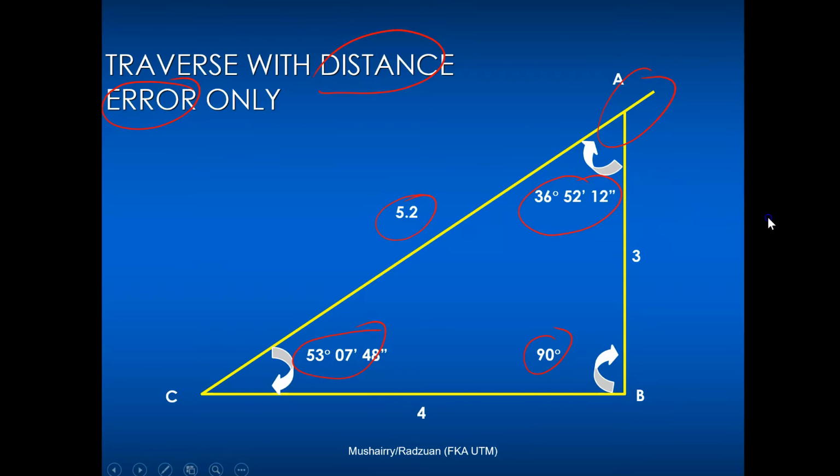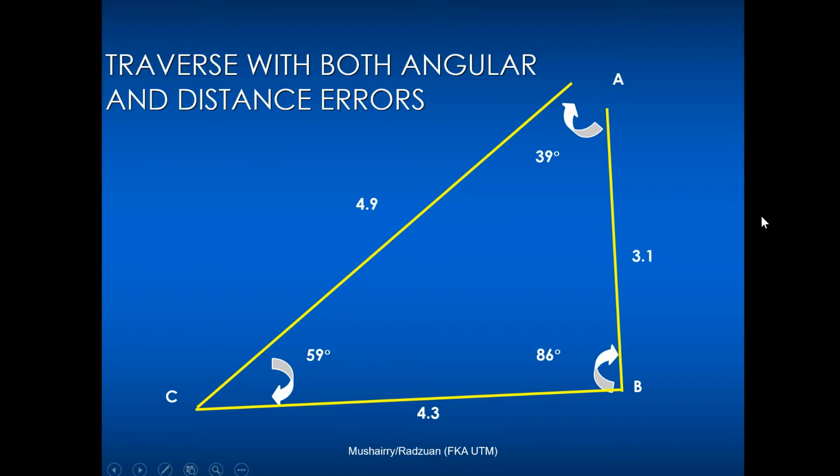So anyway, the most common thing that we will be getting at the end of our traverse work will be both angular and distance error. So it might look something like this. Distances are not exactly what they should be, and the angles, if you add them up, are not 180. So it's errors in both measurements, the random errors.